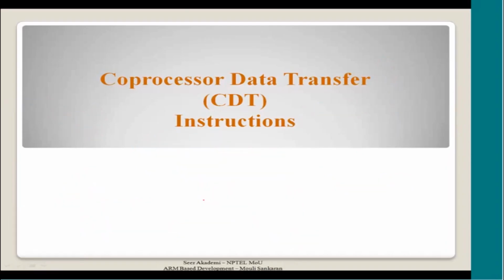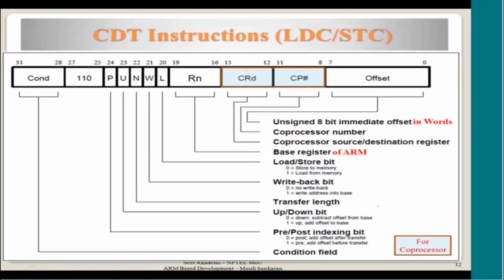Let us go. So this is the format. Now you will be able to understand. If you recall the LDR, LDM and STM instructions that were provided earlier, the instruction format looks similar. These are all things which you have seen earlier in those instructions. I don't recall what the encoding was for LDM and STM, but this whole thing gives an indication that this is a data transfer instruction between a coprocessor and memory.